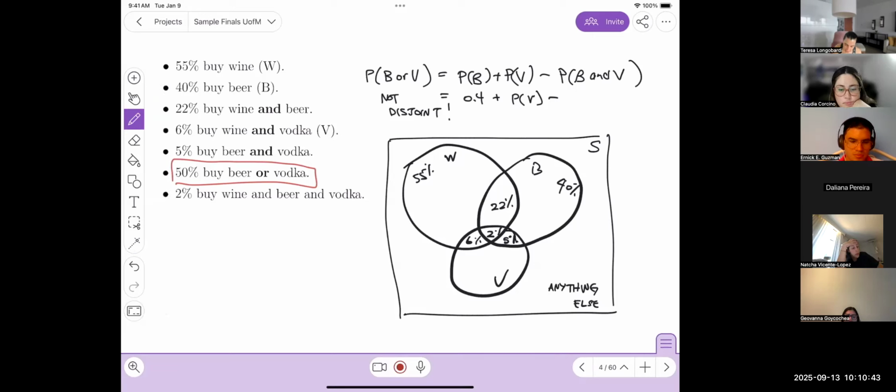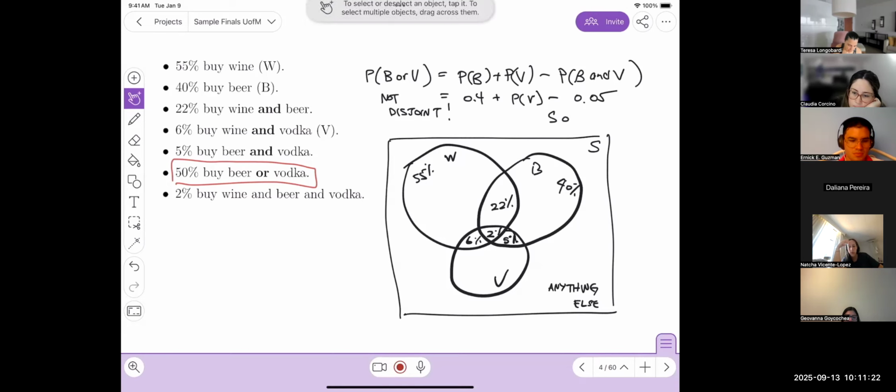B and V we are told is 5%. So this 5% is the whole thing, not just this piece. Just be clear. Maybe I can do that better with drawings and colors, but for now, B and V, I'm told, is 5%. And all of this is supposed to be 50.